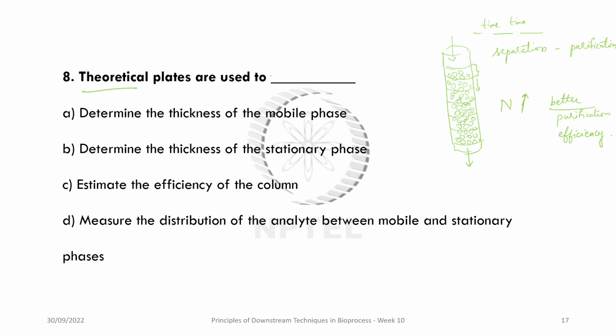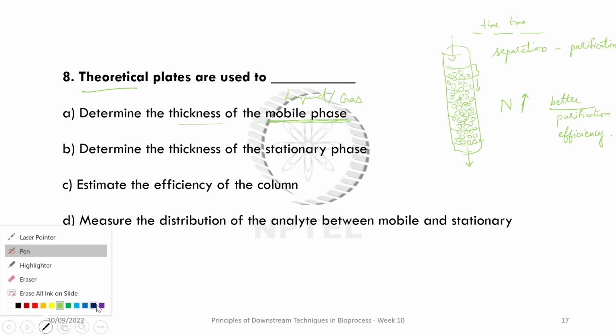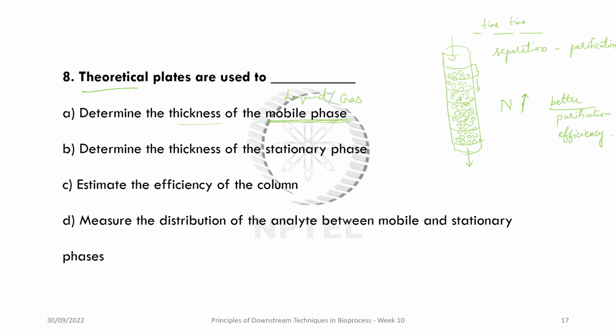Right? So the theoretical plates are not going to determine the thickness of the mobile phase. There's no thickness for a mobile phase. It's mostly a liquid if you're in the type of chromatography that we are mostly focusing on. And mobile phase has to be either liquid or gas. I hope this color is good enough. So it is going to be liquid or gas. So definitely this is not the right option.